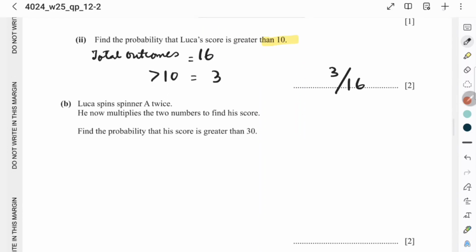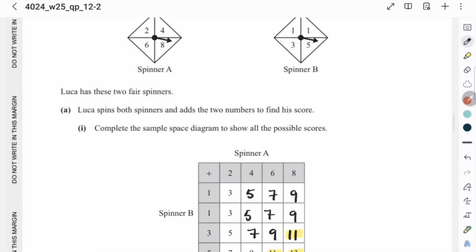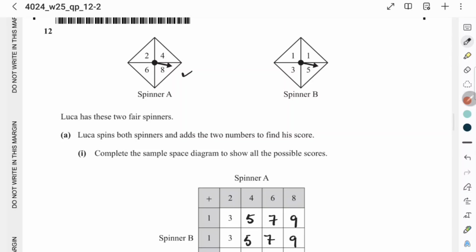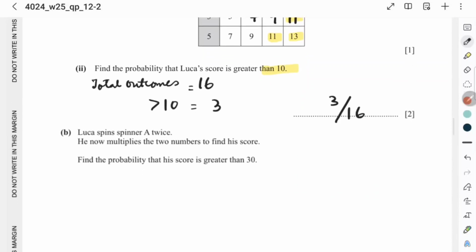So Luca spins spinner A twice, only spinner A. They are talking about only this one, in which we have 2, 4, 6, and 8 as the numbers. Okay. Remember, we are not talking about spinner B.